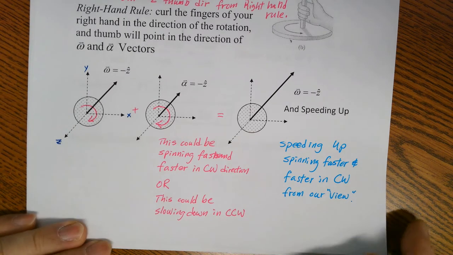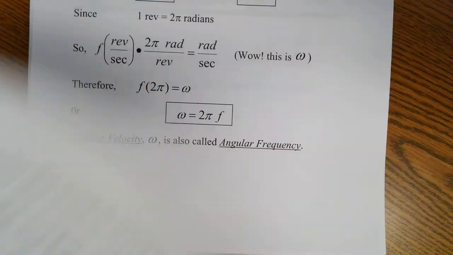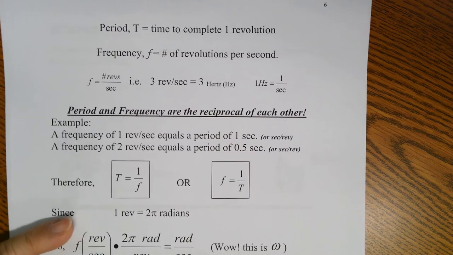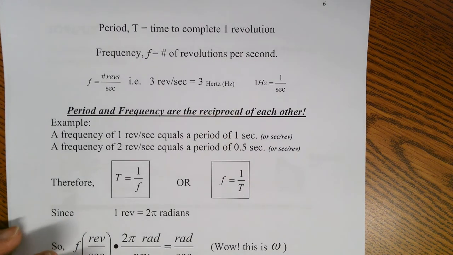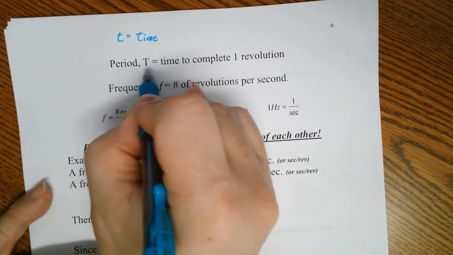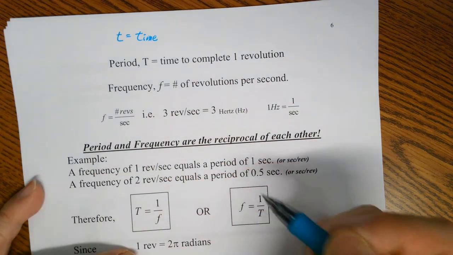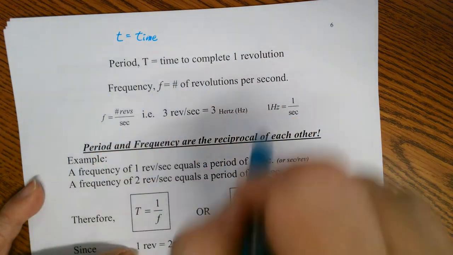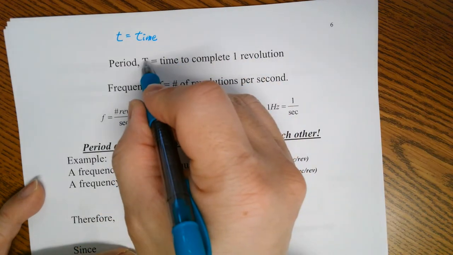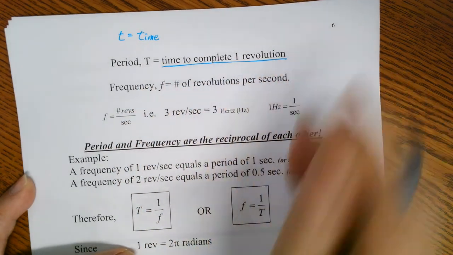All right. Let's talk about some other terminologies that we need to understand. There are differences between lowercase t and uppercase T. Lowercase t we know as time. But uppercase T, capital T, is known as the period of a circular motion or periodic motion, like a swinging pendulum or circular motion. And this capital T represents the time to complete one revolution.